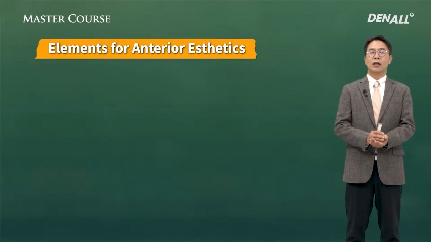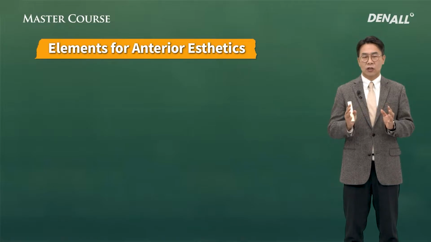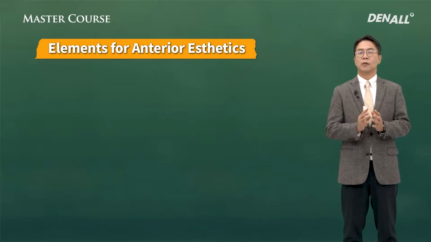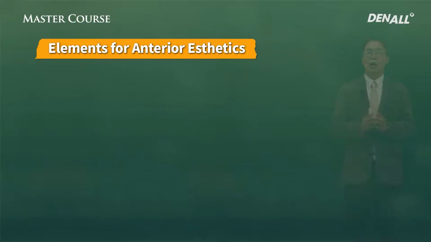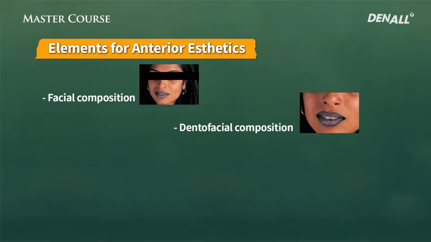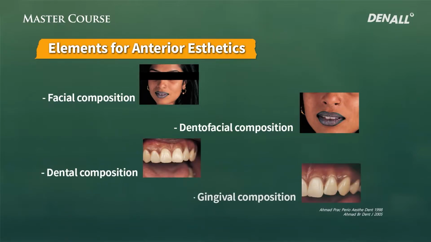Before that, let's talk about the aesthetic components, the 4 of them in the upper anterior: facial composition and dentofacial composition, dental composition, and gingival composition. And I'm going to talk about teeth and gingiva today.